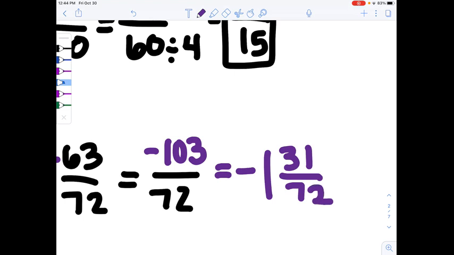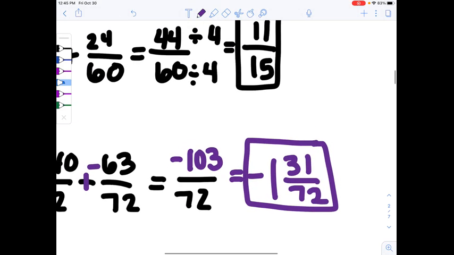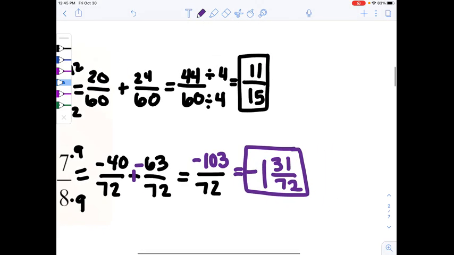And then I always keep my denominator. Then we just double check quick. Can we simplify this any further? And the answer is no. So there is our answer. -1 and 31 over 72.